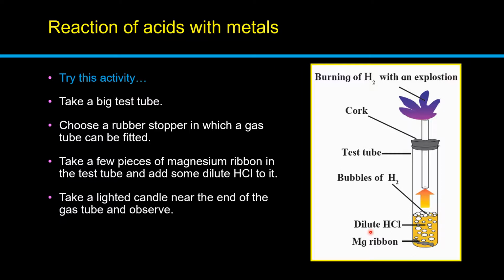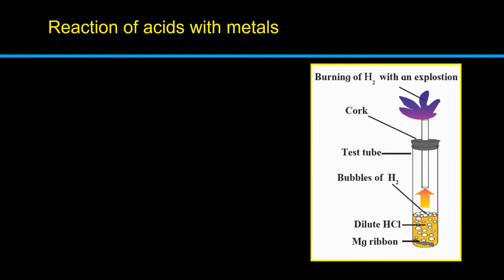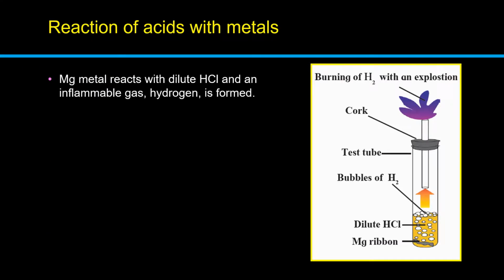What do you see? Yes, you will see bubbles coming up. And now take a lighted candle near the end of the gas tube. So there is a gas being evolved and it will come out of this tube. Take a lighted candle and observe what happens. Magnesium reacts with dilute HCl and it produces an inflammable gas, hydrogen.